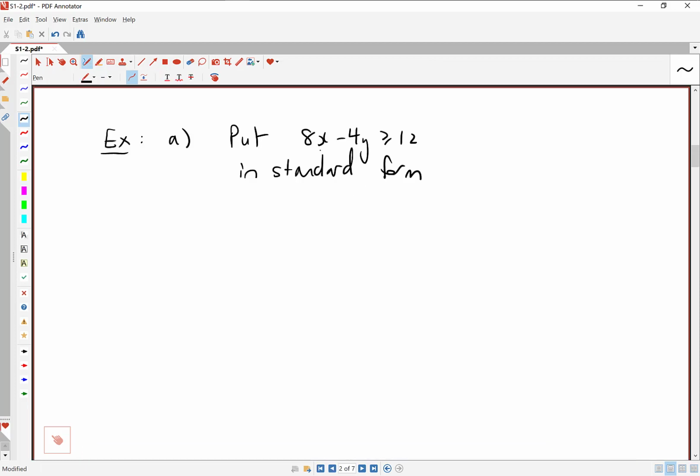So let's put the inequality 8x minus 4y is greater than or equal to 12 in standard form. So what that means is get y on its own. Okay, we can subtract 8x from both sides. Adding or subtracting does not affect the direction of the inequality. So we're going to have minus 4y is greater than or equal to negative 8x plus 12.